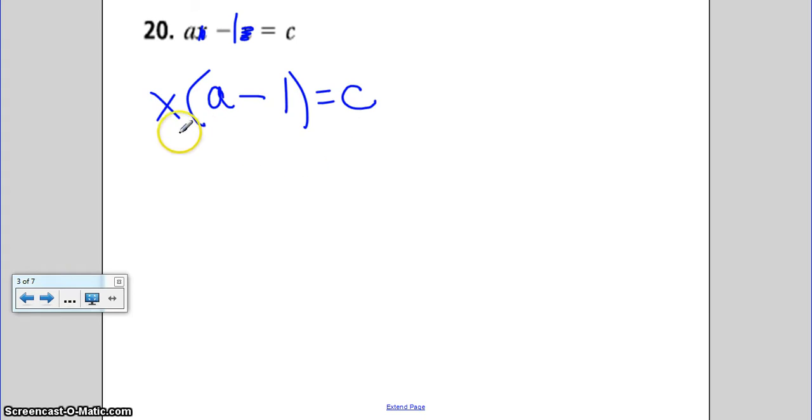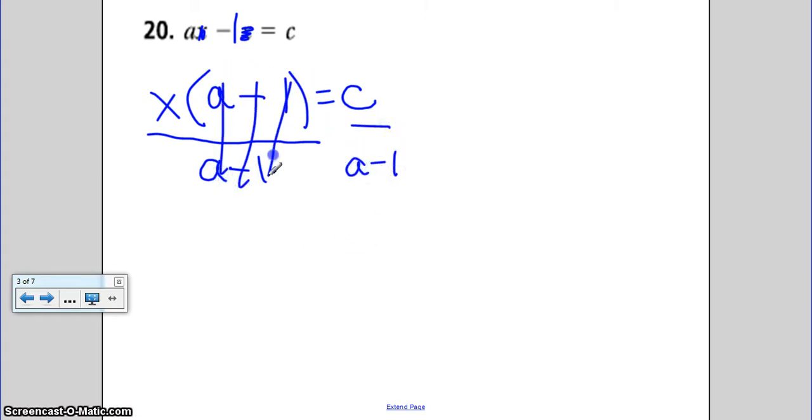Same song and dance here. Divide by whatever's happening to x, so divide by a minus 1 on both sides. This cancels, this cancels, this cancels. I'm left with x equals c over a minus 1. Okay?